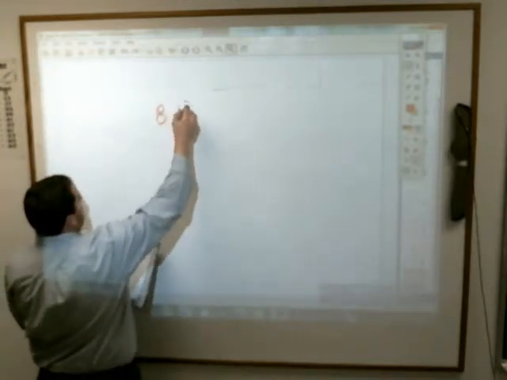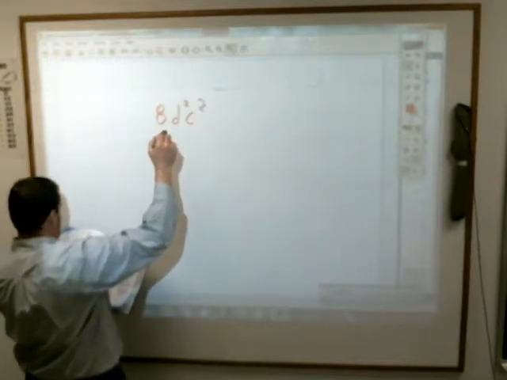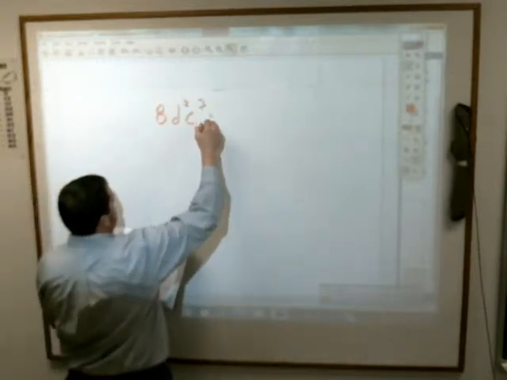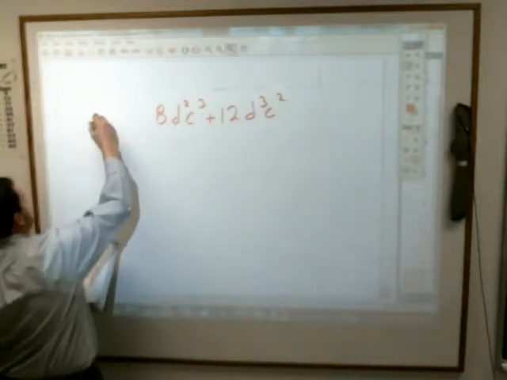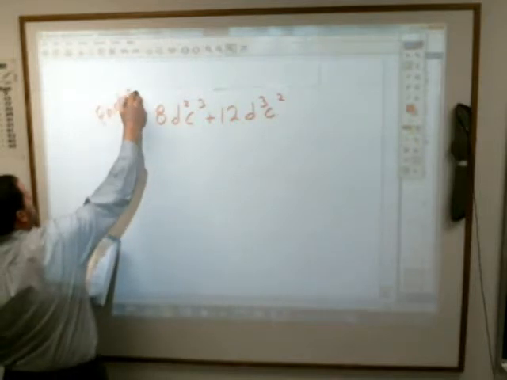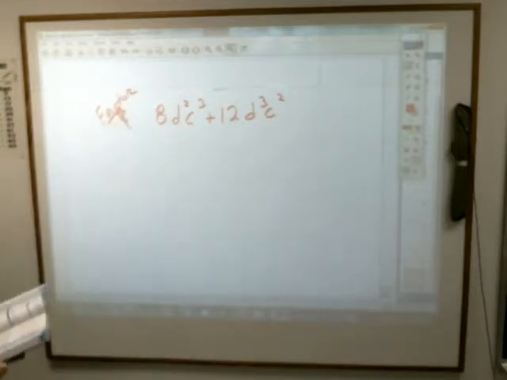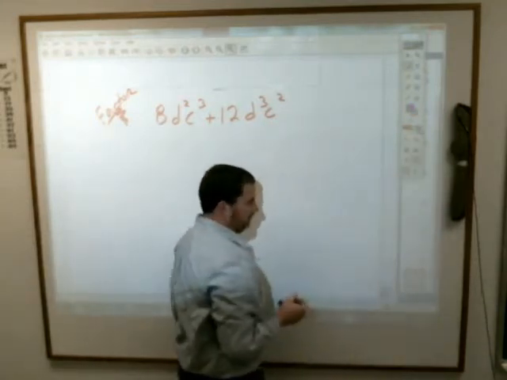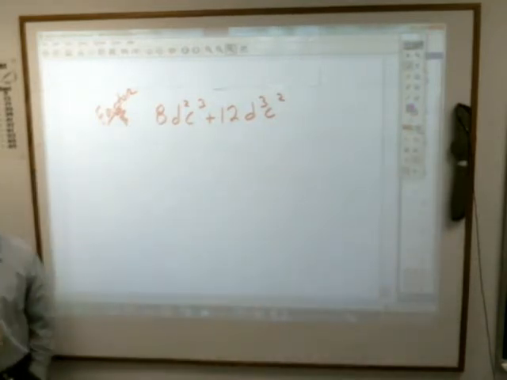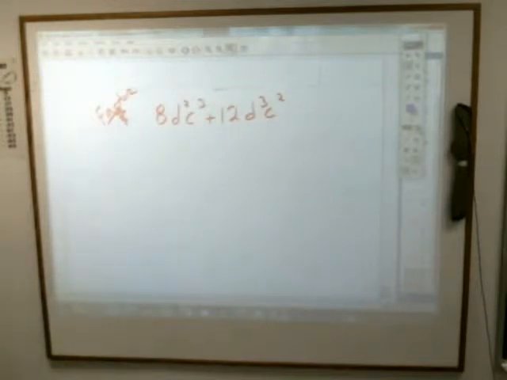8d squared c cubed plus 12d cubed c squared. And you are asked to factor this. So go ahead, find the greatest common factor, and then factor it out, see what you're left with. And if you understand it, you don't have to do the prime factorization part unless you don't get it. If you don't get it, then you need to do the prime factorization and take it step by step.